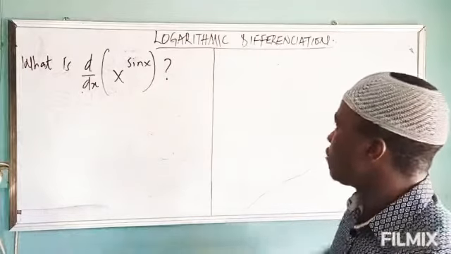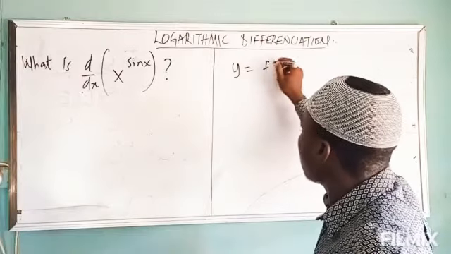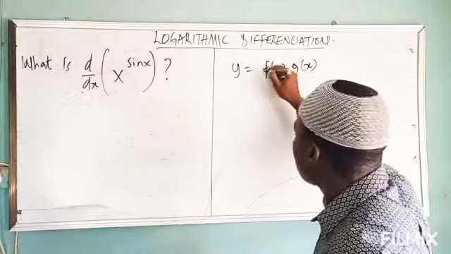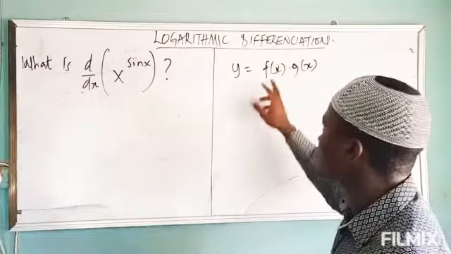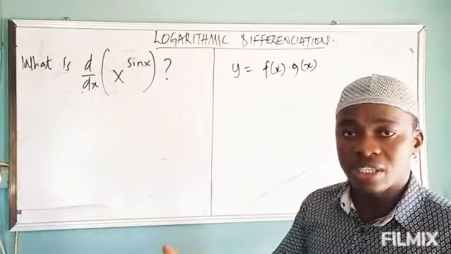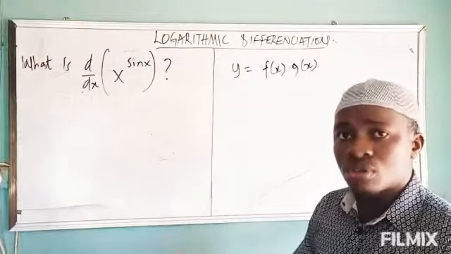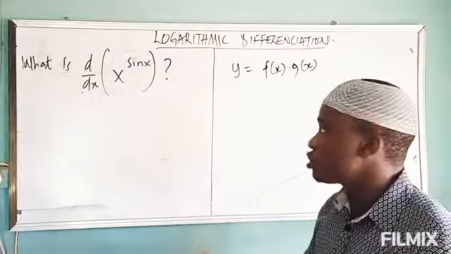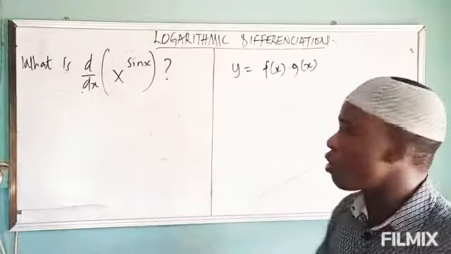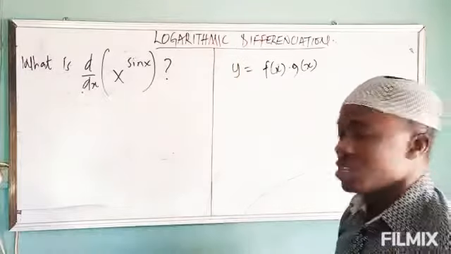So now, if you have y equals f of x times g of x, that is, you have the product of two functions. It can be a product of two or more; we can have more than two functions there. So far as y is a product of two or more functions, you can as well use logarithmic differentiation.